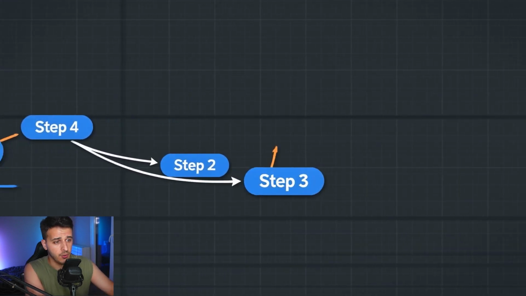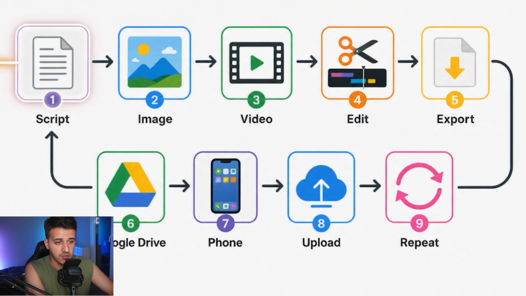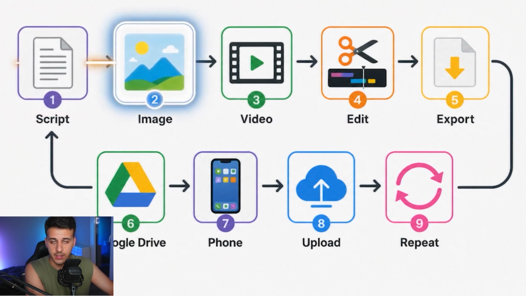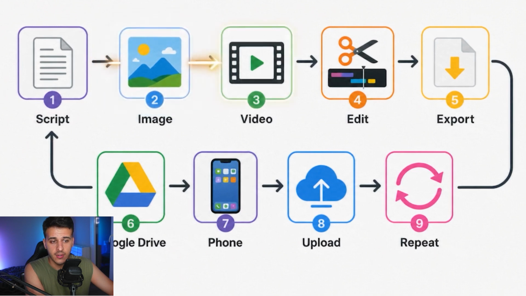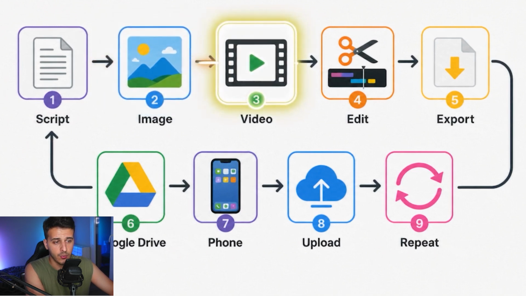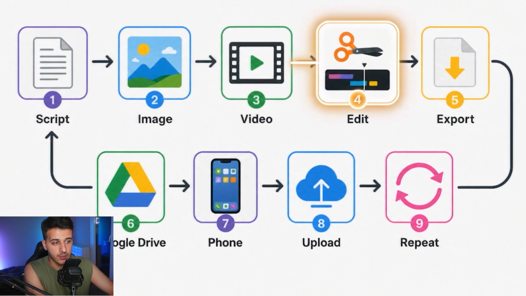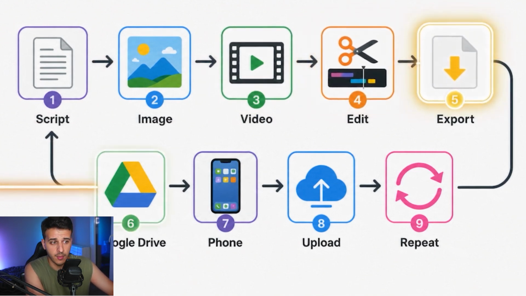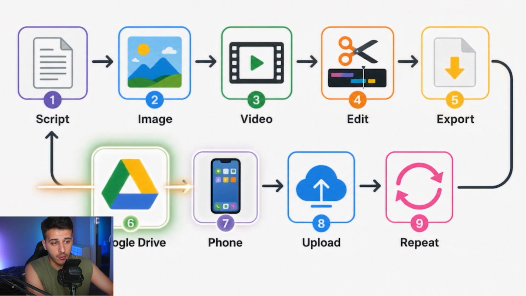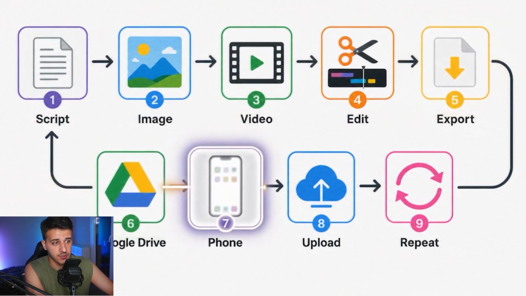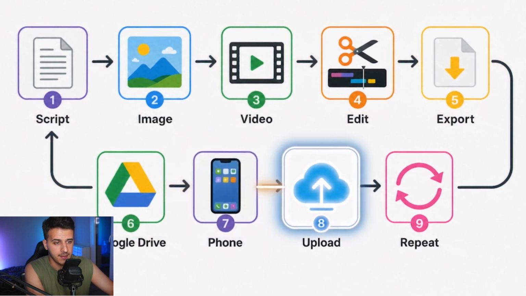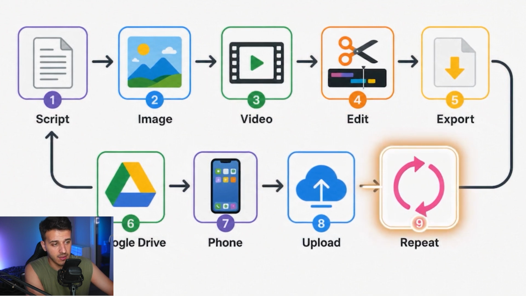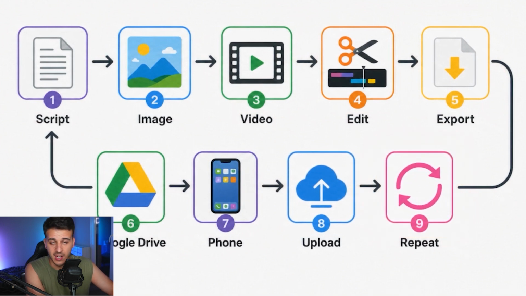So this is what my normal workflow looks like. I generate a script with AI, create images, and then turn those images into videos. I edit everything together, export the final result, and upload it to cloud storage. I grab the virtual phone and finally publish it. The hard part is that if I'm posting to multiple platforms or managing multiple accounts, that process quickly becomes repetitive and time consuming. And AI has made content creation faster, but publishing and scaling these workflows is surprisingly manual.